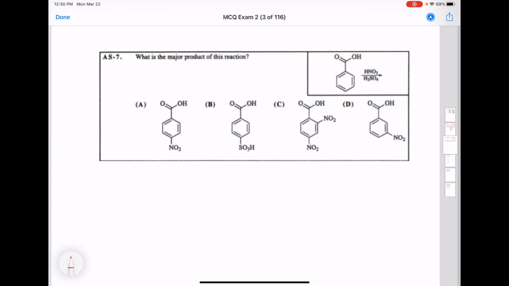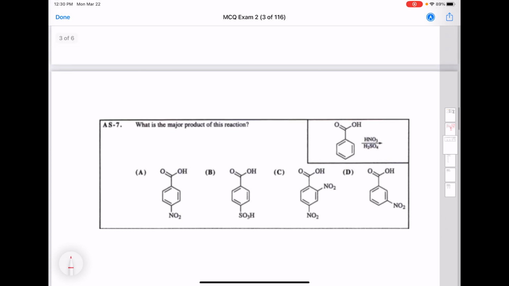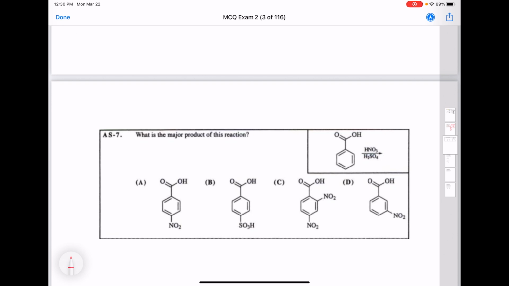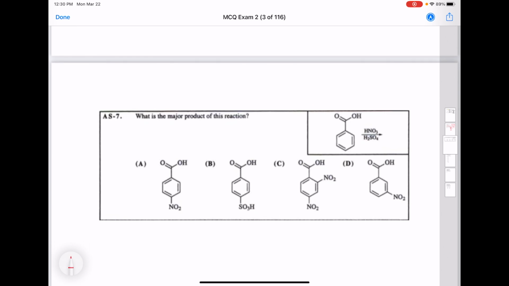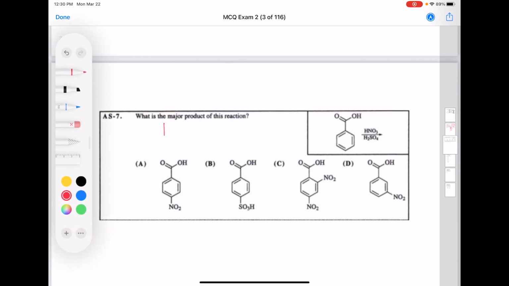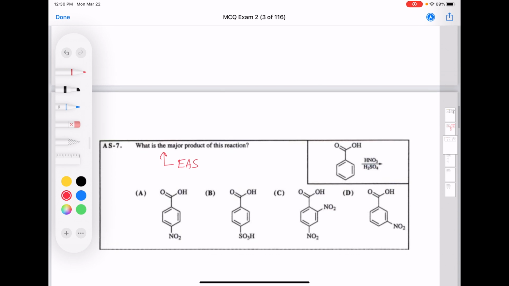For the next question, we have a compound with benzoic acid, and we treat that benzoic acid with nitric acid and sulfuric acid, and we're asked to find the major product of this reaction. So this is a simple EAS question. This reaction is EAS, electrophilic aromatic substitution. The reason I say that is because, remember, we have a nitration mixture here: nitric acid and sulfuric acid, and that produces the nitronium ion.